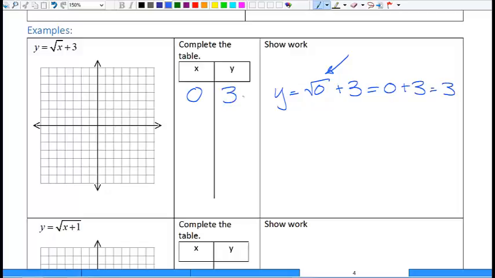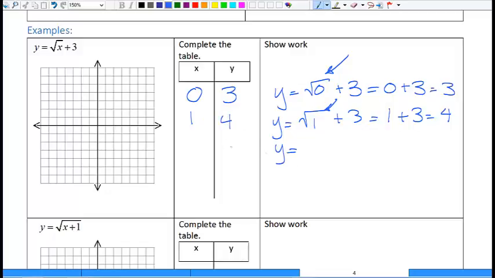Whenever you're working with square root equations, you just don't want to pick any random points like -2 through +2. We're going to be a little bit particular here. So the next one, let's plug in 1. Y is equal to the square root of 1 plus 3. Do I know what the square root of 1 is? Sure I do. The square root of 1 is 1. And 1 plus 3 is 4.